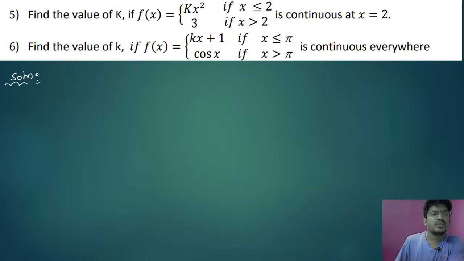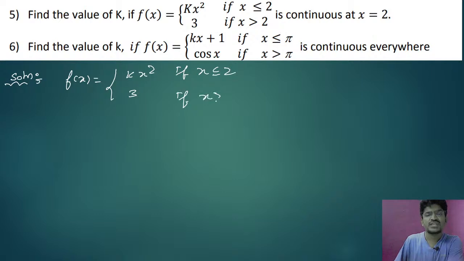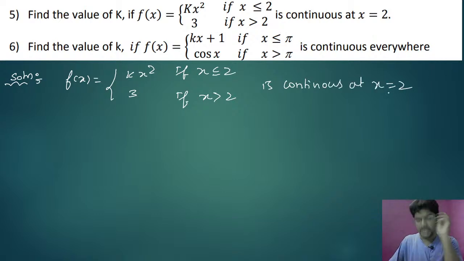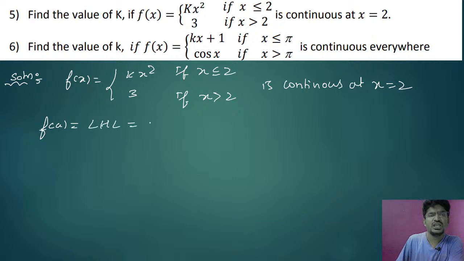Problem number 5: find the value of k for the function f of x equal to kx square if x is lesser than or equal to 2, and 3 if x is greater than 2, which is continuous at x equal to 2. So it is given that continuity holds. That means f of a is equal to LHL and that is equal to RHL. First you find f of a. A value is how much?